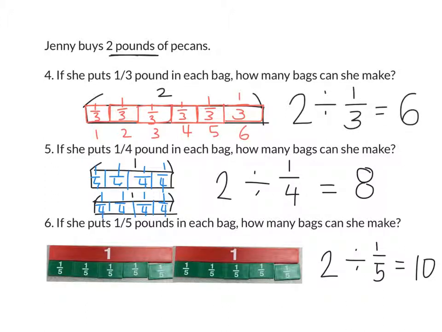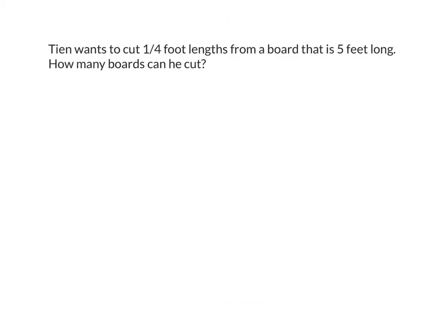Here, we are dividing a whole number, 2, by a unit fraction, 1/5, 1/4, 1/3, and then our quotient seems to be a whole number. We're finding out, when we do this division, how many fraction-sized pieces I can fit into the entire whole that I have. Does that make sense?